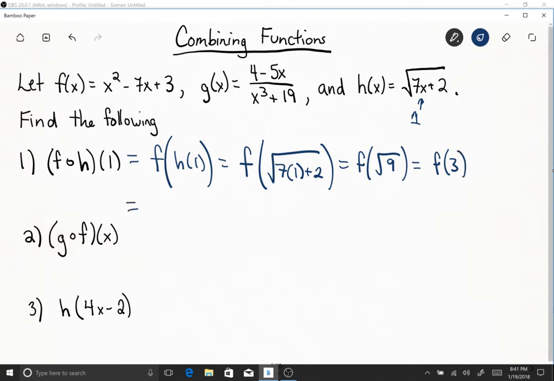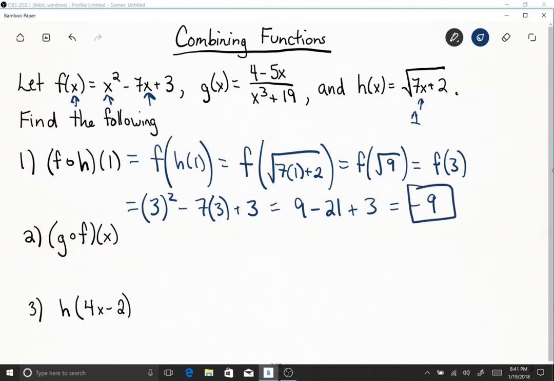And so what's f of 3? Well, that means we've replaced this x with 3, so we're going to plug in 3 for those two x's. So we have 3 squared minus 7 times 3 plus 3. So that's 9 minus 21 plus 3. And 9 minus 21 should be negative 12, and plus 3 should be negative 9, I believe. And that's our final answer for that one.